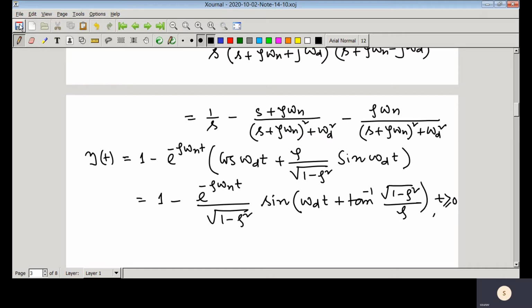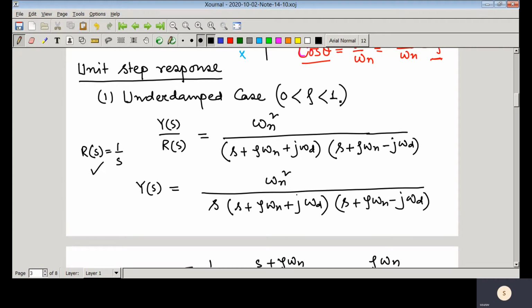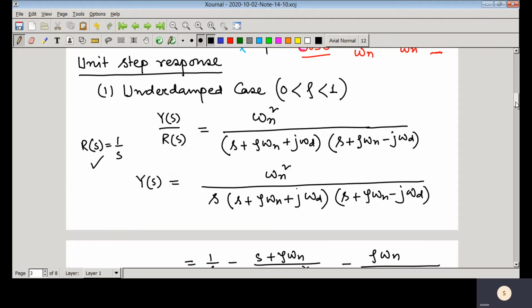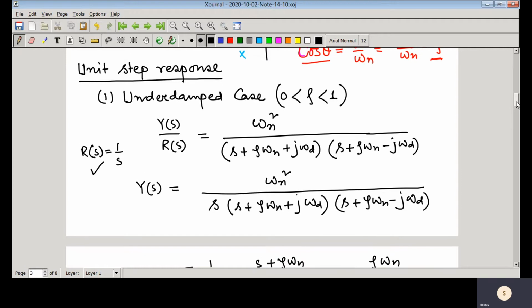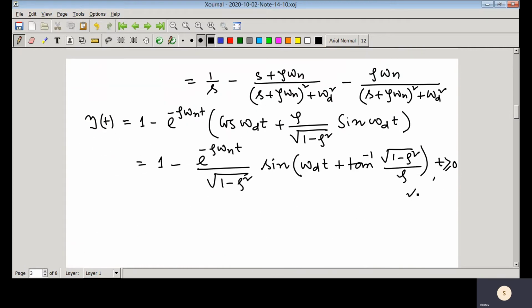So we have derived that particular expression in Laplace transformation, and here we can see that whenever zeta is between 0 and 1, the response is called the underdamped response, and we have this y(t). This is the expression. Later on we will see what the time response would be. We will be plotting the response later. Now let us see the second case.